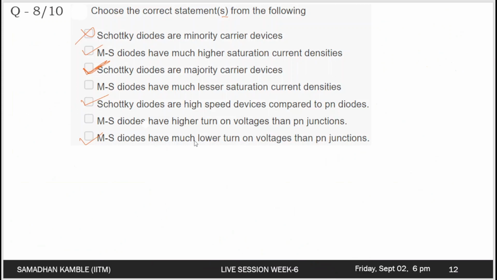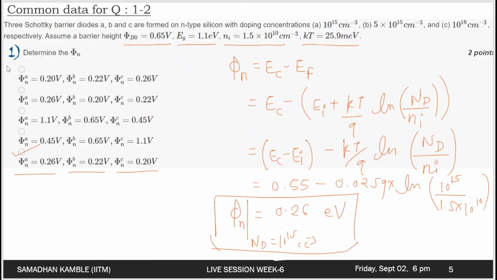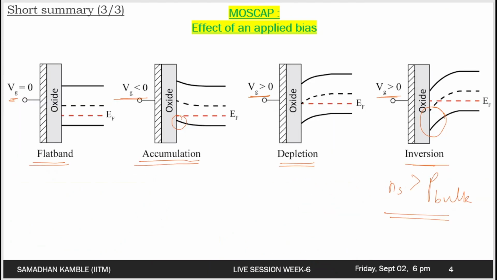What about Mos capacitors? Metal semiconductor diodes actually form Mos capacitors only when we have the third element present, that is the oxide layer in between. Here you can see the Mos capacitor is shown. Metal and semiconductor are there, but in between there is an oxide layer. So it is not just the metal semiconductor junction, it is the metal oxide semiconductor sandwiched together.